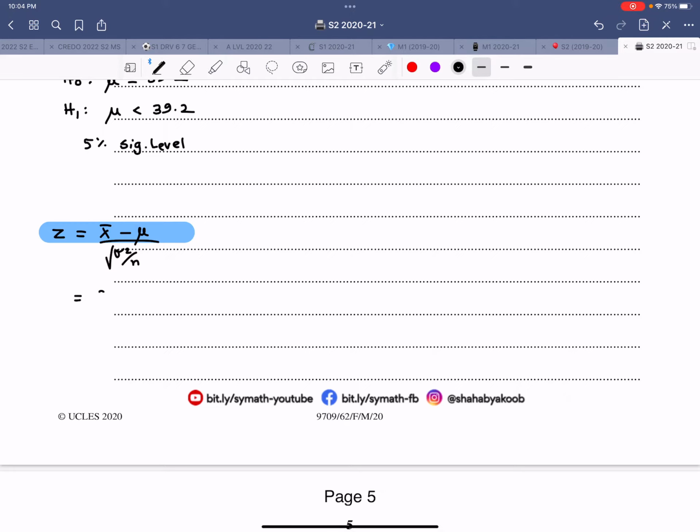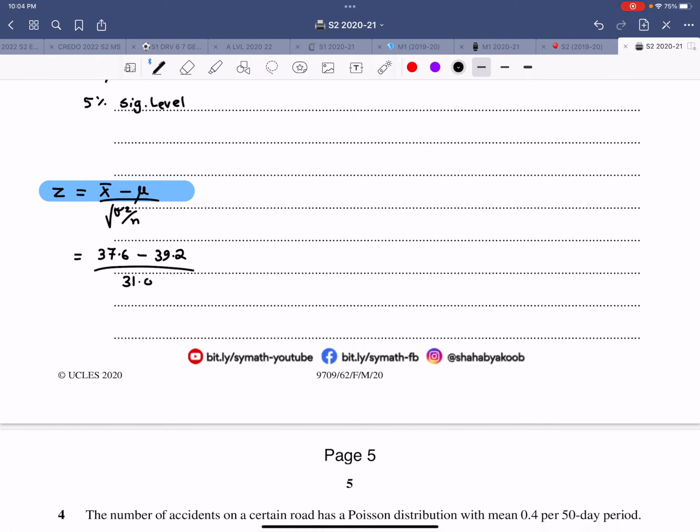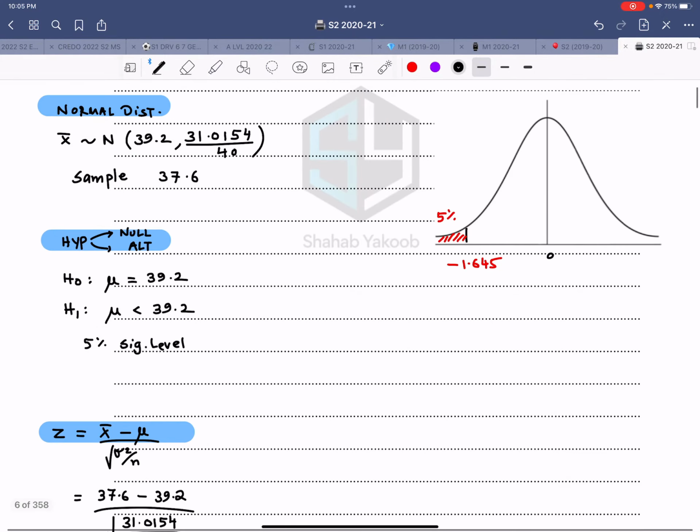So x bar is 37.6 minus 39.2 divided by 31.0154 divided by square root of 40. Let me grab my calculator and plug in some numbers. If I do this calculation, it comes out to be negative 1.817. This is the calculated z value. Now this calculated z value lies inside the critical region, or rejection region.